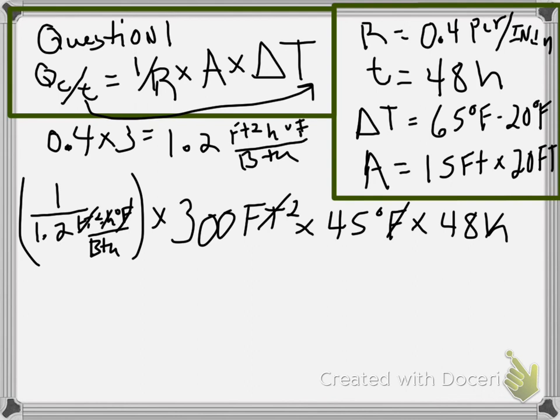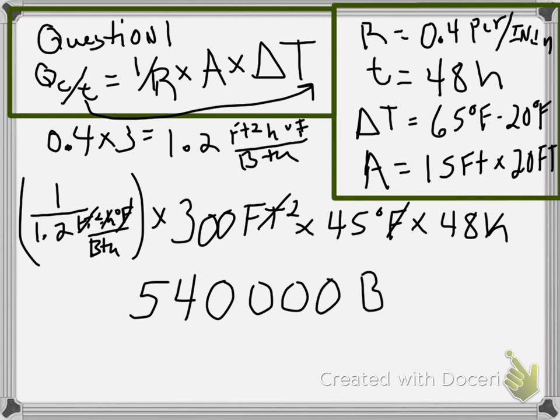Remember to do the 1 divided by the 1.2 first, and then multiply by all your other numbers. When I come out, I get 540,000, and that is the unit of a BTU. So that's the amount of energy lost over the course of 48 hours with a temperature change of 65 degrees inside the building and 20 degrees Fahrenheit outside the building, for question 1.